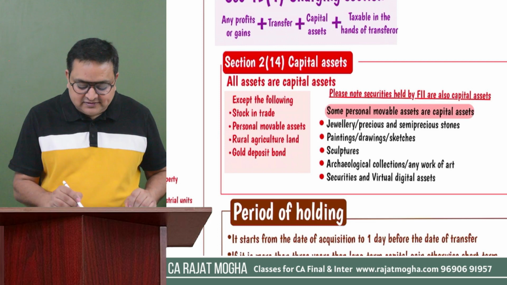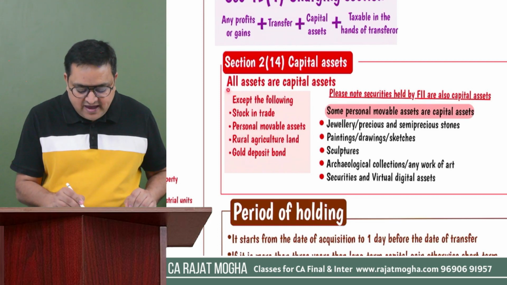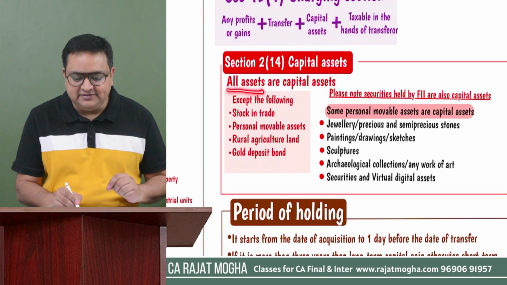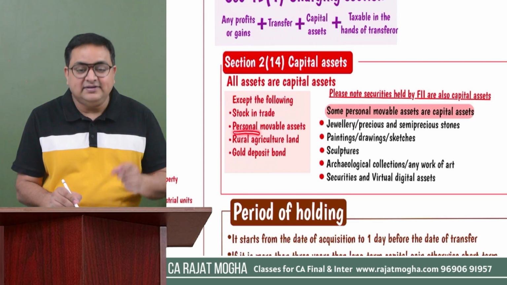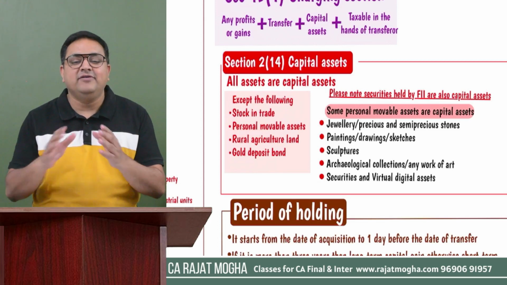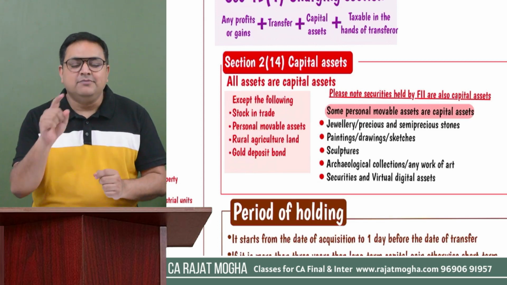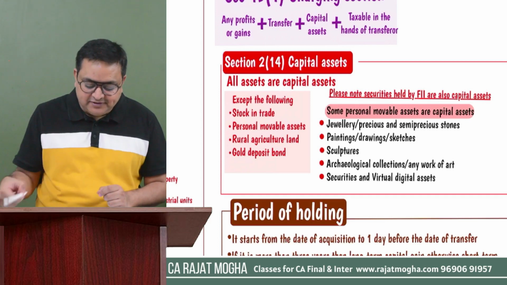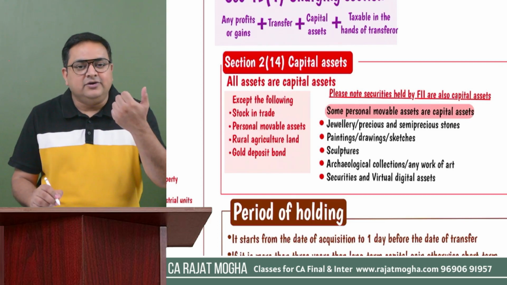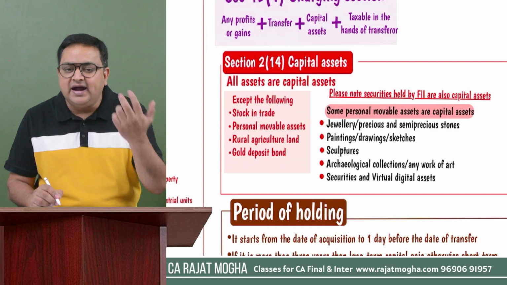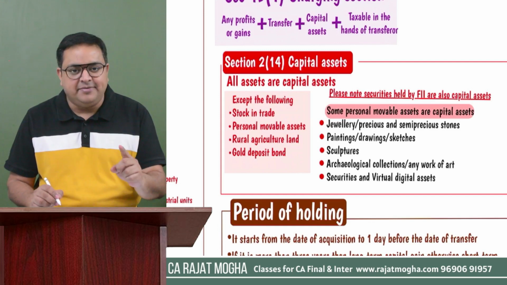Second is personal movable assets. Here we have mentioned that all assets are capital assets, but now it says personal movable assets. So if you have any personal asset that is also movable, that is excluded. But if you have a personal immovable asset, like your personal house, personal land, personal building, that is a capital asset.